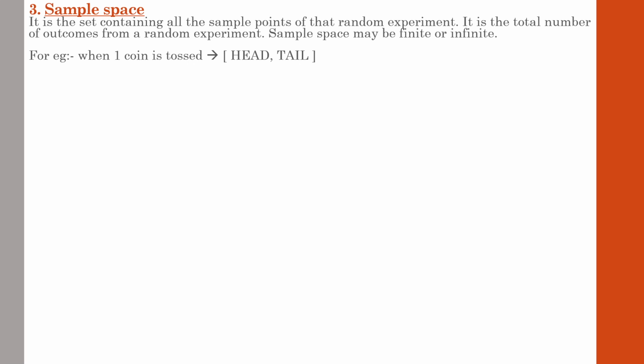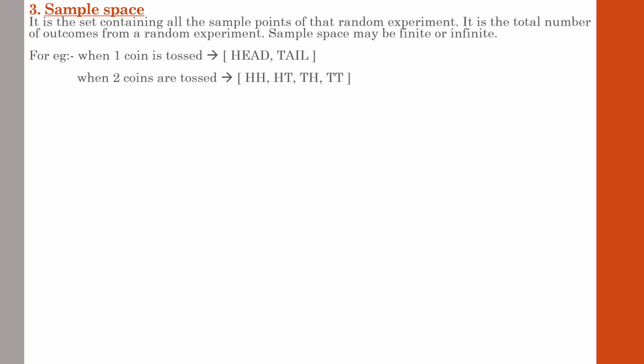So with an example, you will get a clear picture. When one coin is tossed, the sample space is head and tail, because the outcomes of a coin are head and tail. When 2 coins are tossed, the sample space is: you might get both heads, you might get one head and the other tail, you might get one tail and another head, and you might get both tails. So all these represent the sample space.